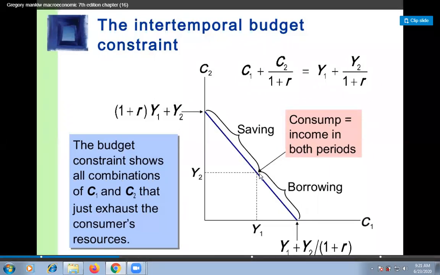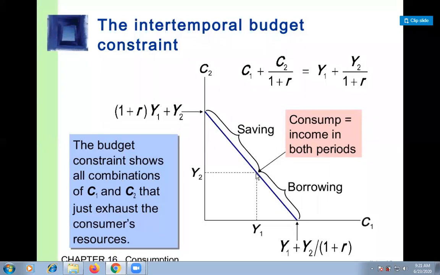Come on this point. At this point, we find the combination of C1 and C2. Here, Y1 equals C1, Y2 equals C2. At this point of the dark blue line, consumption equals income in both periods.